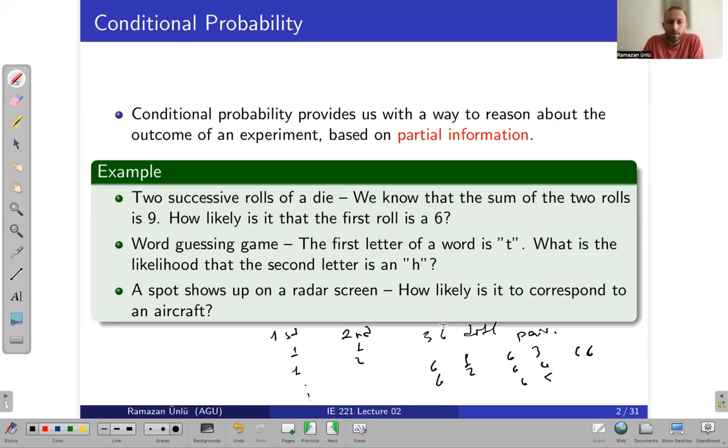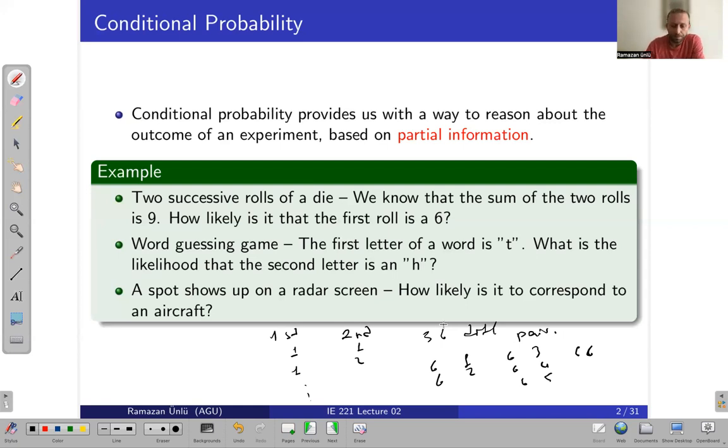Another example is a spot showing up on a radar screen, and how likely is it that it corresponds to an aircraft. So this spot on the radar screen is given to you, and you will use this information to calculate the probability.